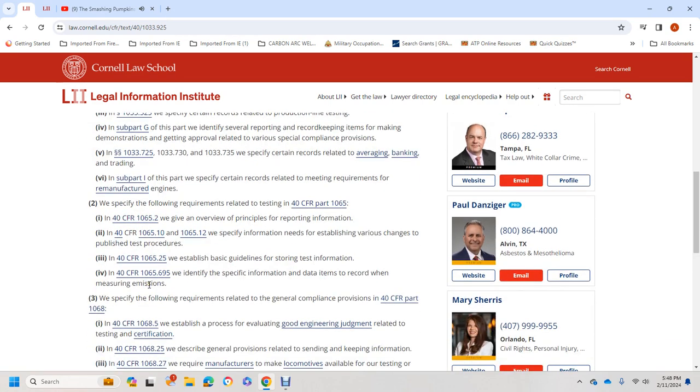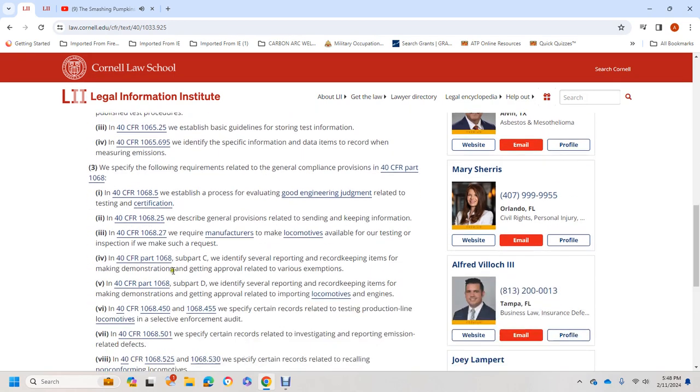We specify the following requirements related to testing. Title 40 CFR 1065.2 gives an overview of the principle of reporting. 1065.10 and 1065.12 specify information to establish various changes to the published test procedure. Title 40 CFR 1065.25 establishes basic guidelines for test information. Title 40 CFR 1065.695 identifies specific information and data items recorded when measuring emissions.